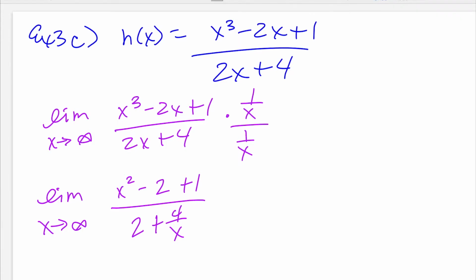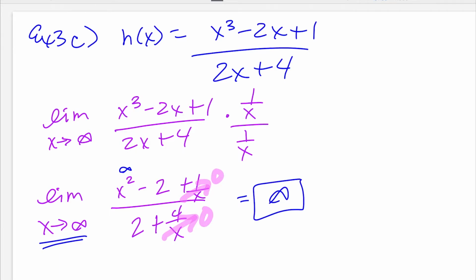Oopsie daisy, this is over x. I think I said it, but I didn't write it. This goes to 0, this goes to 0, because those are both over x. So we know those go to 0. Now I'm left with x squared minus 2 over 2. What happens whenever I have this x squared as x approaches infinity? Yes, this is going to get massively huge, so that's infinity. Infinity minus 2, well, who cares? That's still going to get you to infinity.